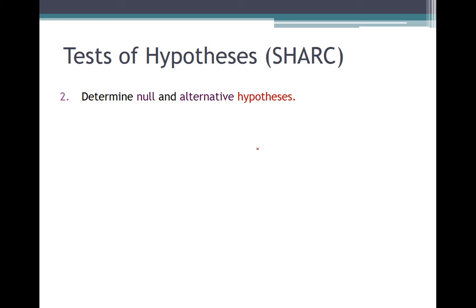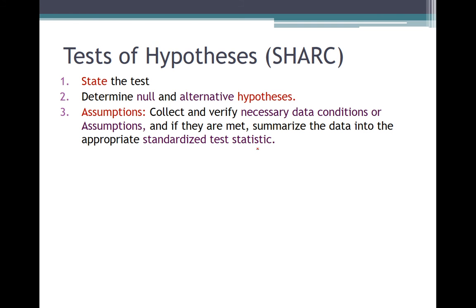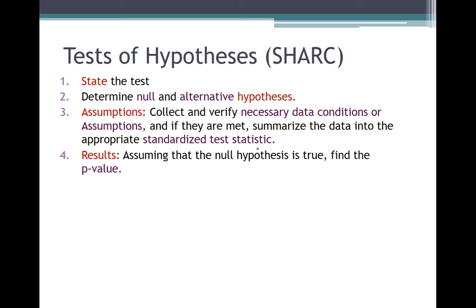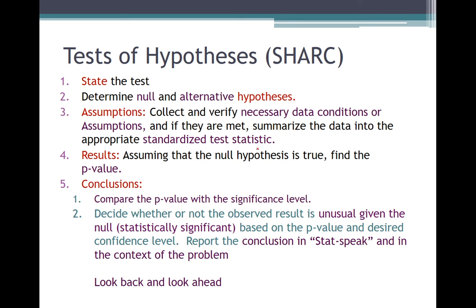And so this was the shark. You state the test, determine the null and alternative hypothesis, collect the necessary data, make sure the assumptions are met, and summarize the data into an appropriate standardized test statistic. Assuming the null hypothesis is true, find the p-value, and then write your conclusions. And then you look back and ahead to see whether things work or not.